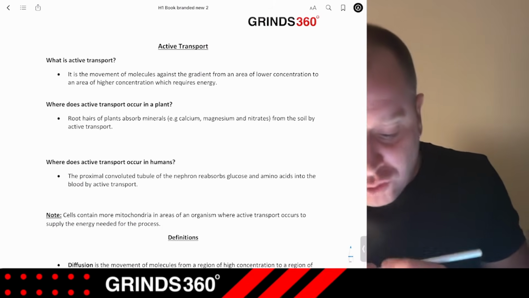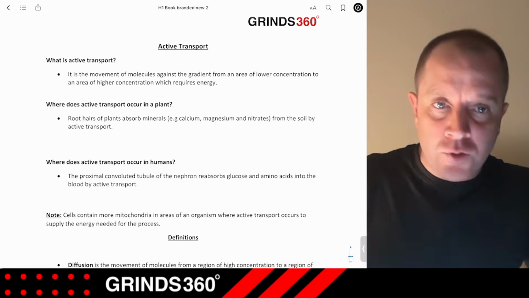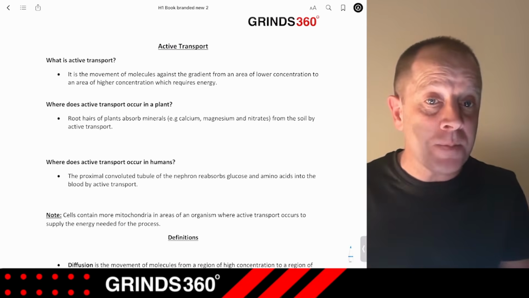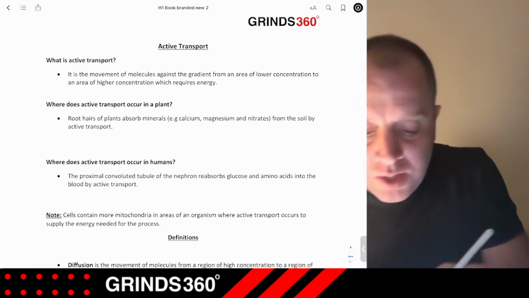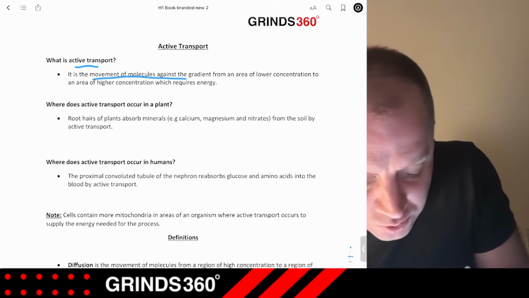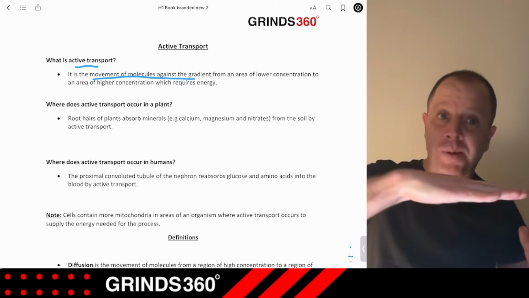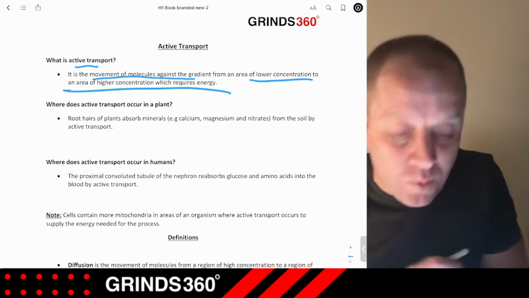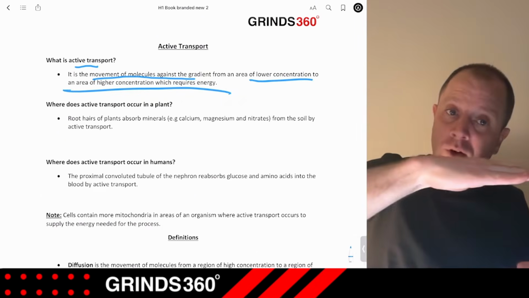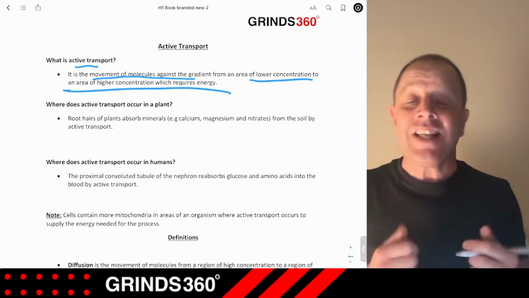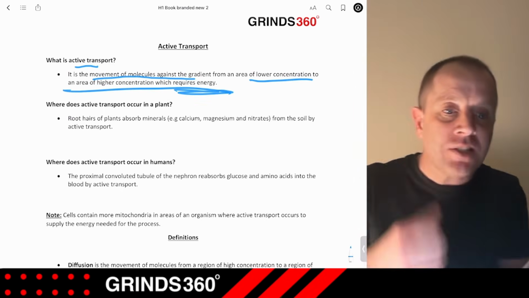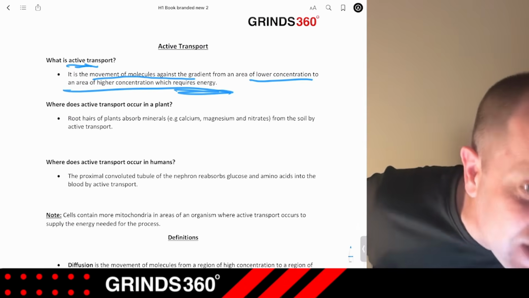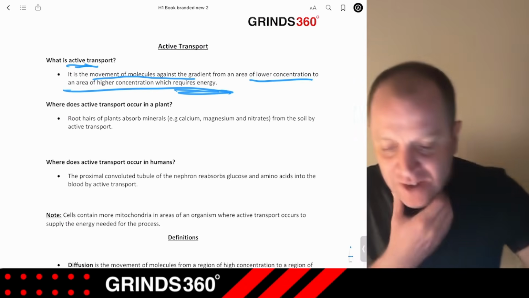So, active transport. It's the opposite to diffusion and osmosis. Diffusion and osmosis are passive. They don't require energy because they're going from high to low. Active transport is the opposite. The molecules are going against a gradient. It's like running up a hill. They're going from a low concentration to a high concentration, and because of that, it requires energy. So it's the opposite to passive. It is active, which means it requires energy.